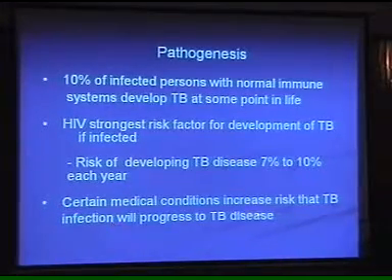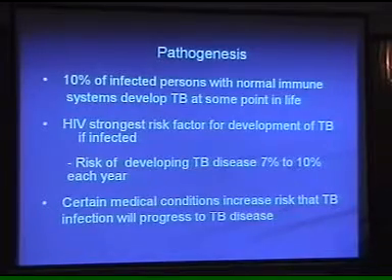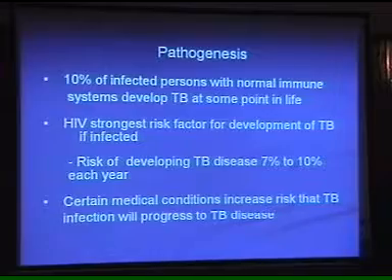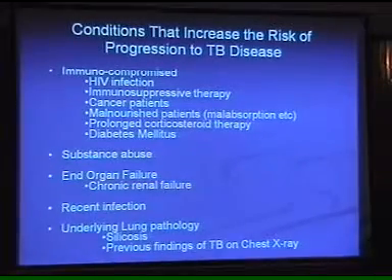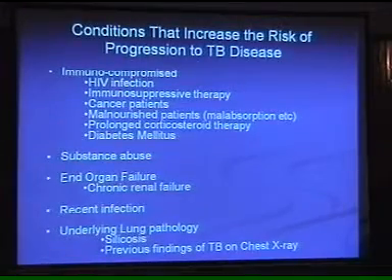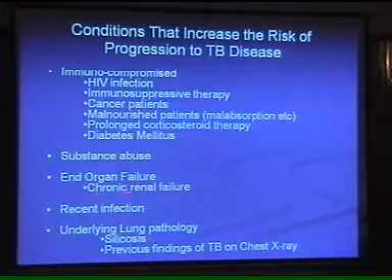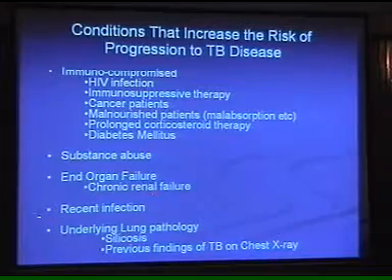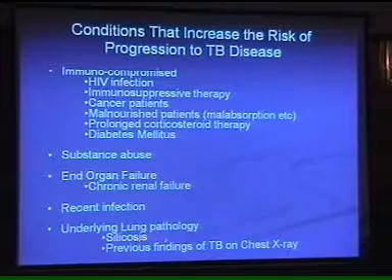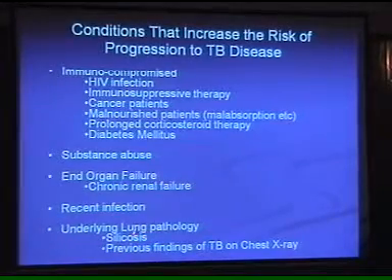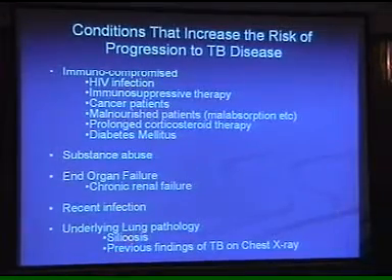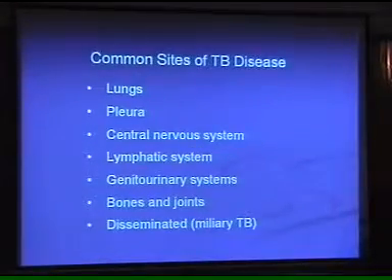There are certain medical conditions, especially those which lower the immune system, that increase the risk of TB. These are the conditions you all know: immunocompromised conditions, substance abuse, end organ failures like uremia and end-stage renal disease, recent infection, and underlying lung pathology, especially silicosis, in patients who work in the mines. Silicosis impairs macrophage function and thus predisposes to TB.